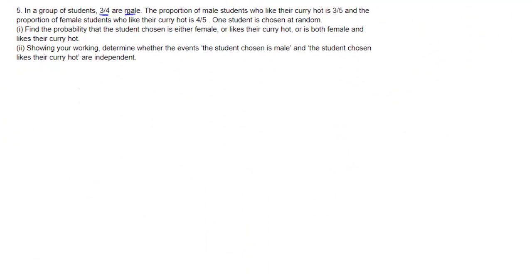In number 5, we've got a group of students, 3/4 are male, and the proportion of students who like their curry hot is 3/5. In this case, they're giving us all probabilities. I mentioned in class that when I first looked at this, I just figured out a number of people and then worked it out that way. If we're just going to use the probabilities, the first question says find the probability that the student chosen is either female or likes it hot, or is both female and likes it hot.